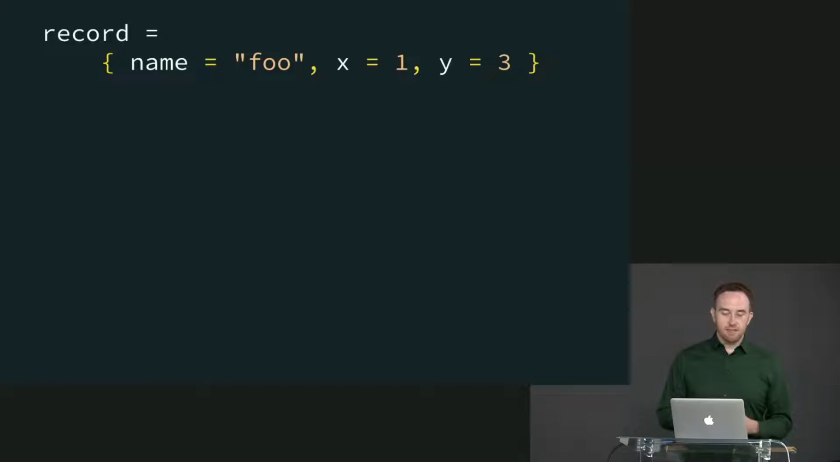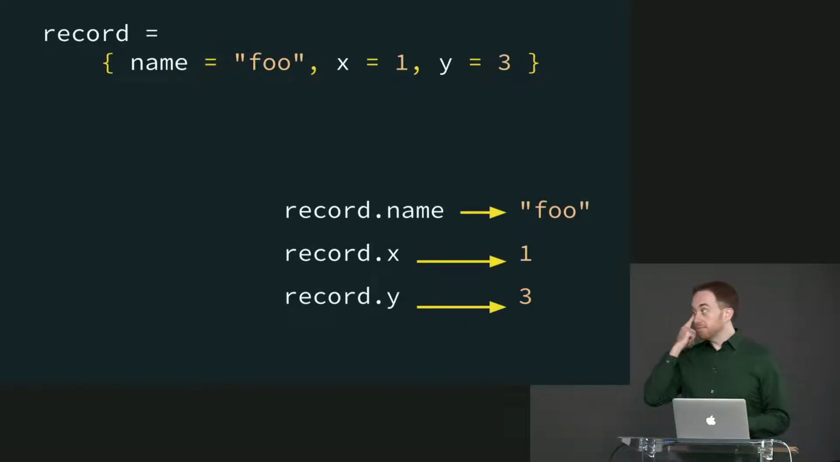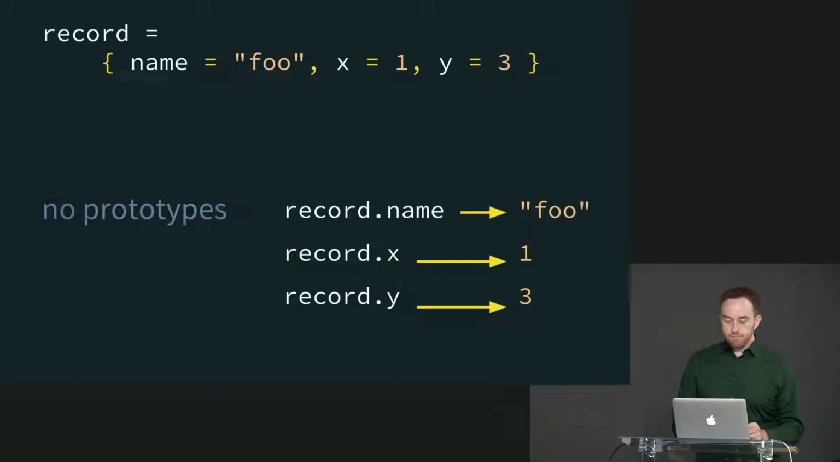This is a record in Elm. It's got a couple of fields, so name, X, and Y. It looks a little bit similar in syntax to a JavaScript object, except that it's got equals instead of a colon. There are a couple of pretty substantial differences in terms of how records work compared to JavaScript objects, but syntactically, they've got a lot of similarities. So the equals being sort of the biggest difference. In terms of how you read things off of record fields, that does look pretty much identical to how it does in JavaScript. So record.name will evaluate to foo, record.x will evaluate to 1, record.y will evaluate to 3.